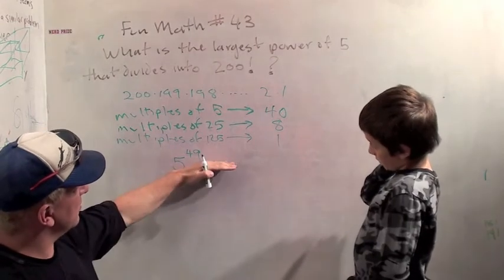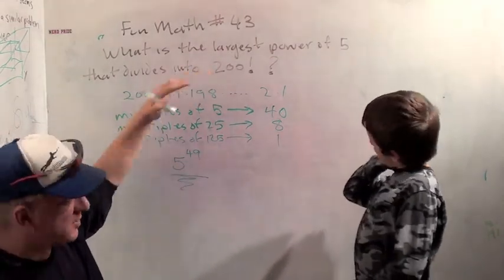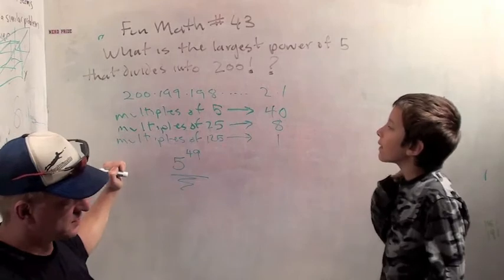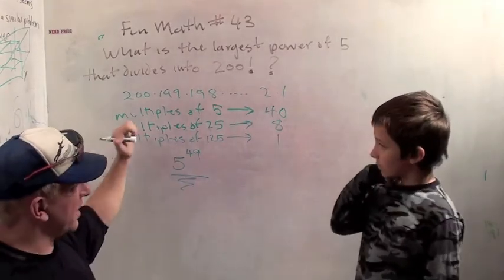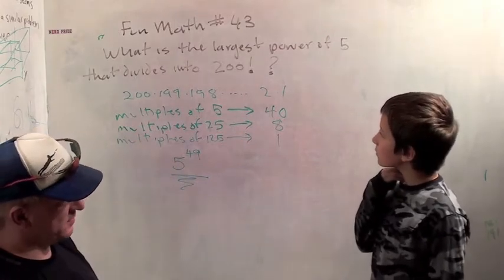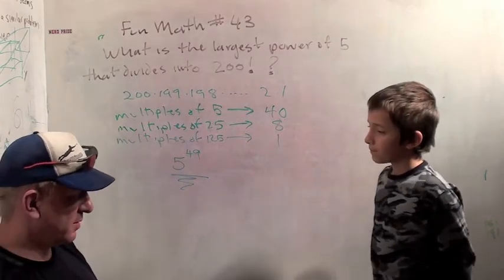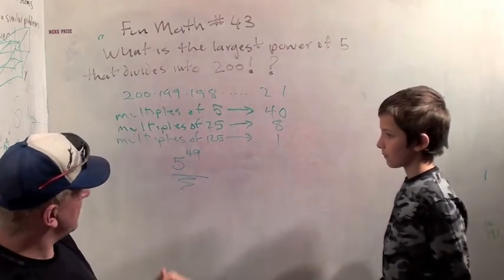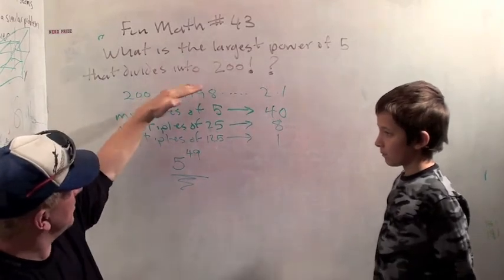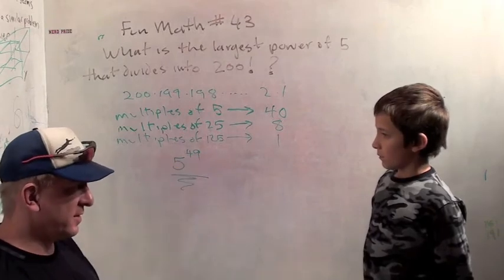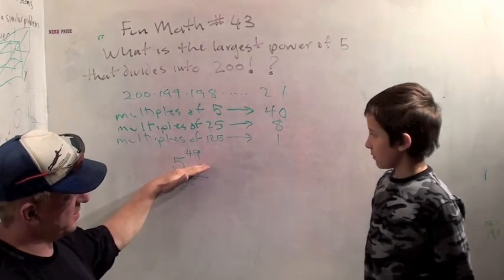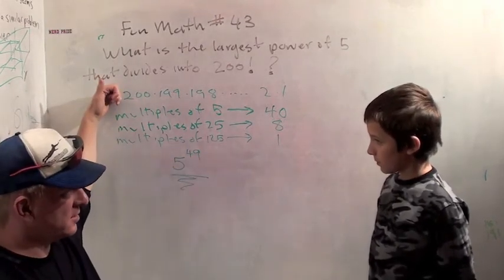So I could do this for any number. Well, sorry, I could do it for any prime. If the number's not prime, it's a little more complicated, but not that much more complicated. But that's fine. So the power of 5 that goes into 200 factorial is 5 to the 49th. Do we know what 5 to the 49th is? No, it's a huge number, right? The 200 factorial is already a huge number.